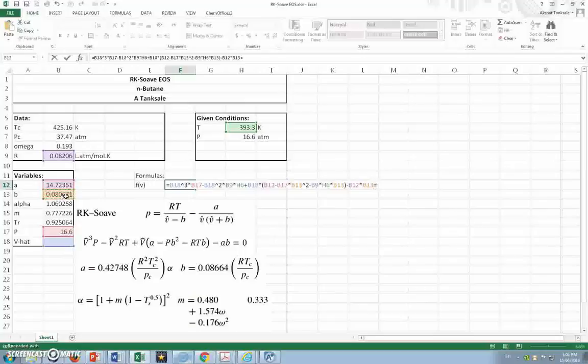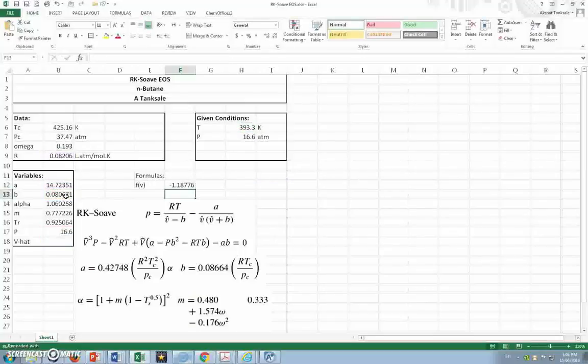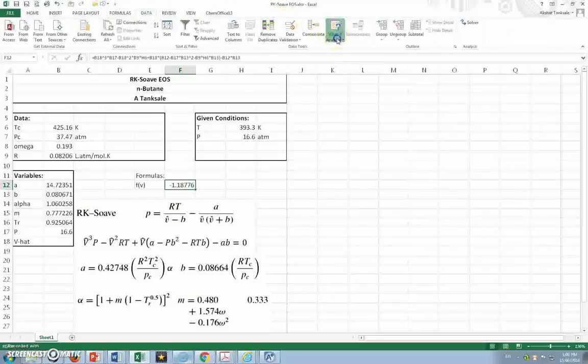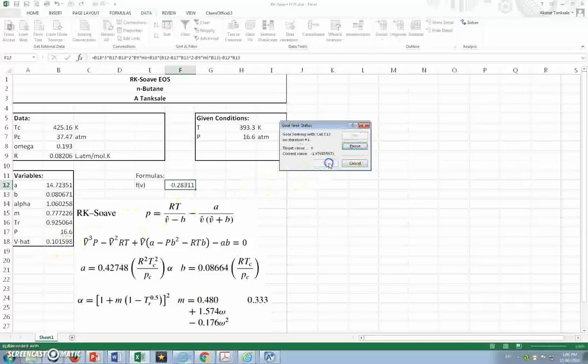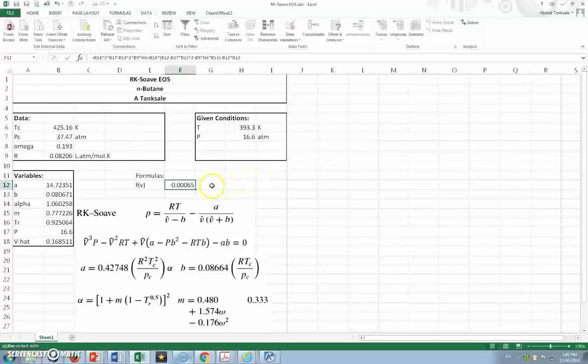Okay, now that the equation has been set up, we can use the goal-seek function. As you can see, currently it shows the equation value to be equal to minus 1.1. It must be equal to 0. So we go to Data, then What-If Analysis, and click on Goal Seek, and we need to set this cell to 0 by changing the cell V hat. So it's going to estimate the V hat value. It gives us 0.168, but it's not quite equal to 0.